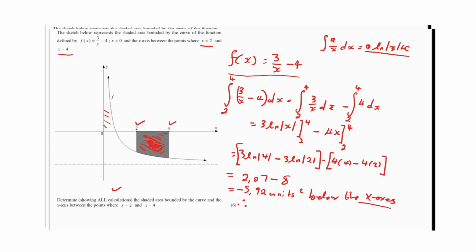But that doesn't change the magnitude. The negative sign here just represents the direction of your area. It is below the x-axis, so you should just write the conclusion: 5,92 units squared, and this is the area below the x-axis.